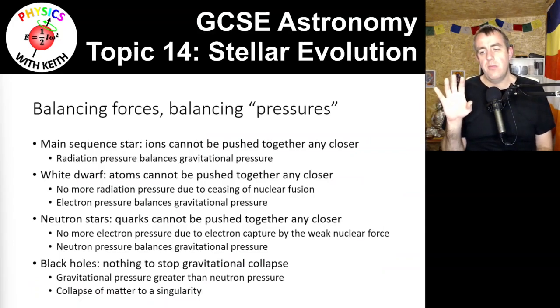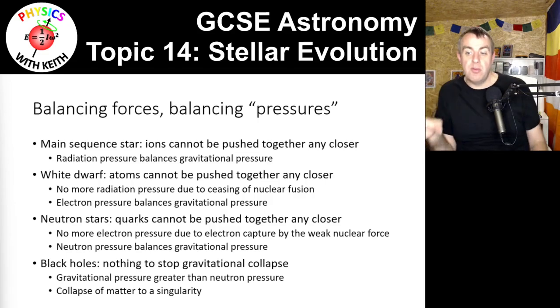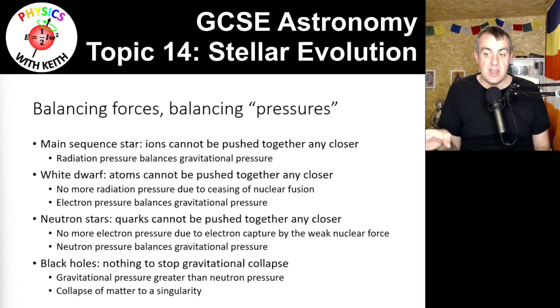So balancing stars, balancing forces, balancing pressures. Main sequence star, we can't push the ions together any closer because of the radiation pressure. It balances with the gravity. White dwarf star, we can't push the atoms any closer together because there's no radiation pressure, but there is electron pressure, electron degeneracy pressure, which balances from the gravity.